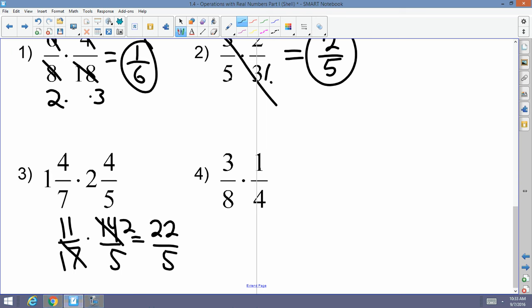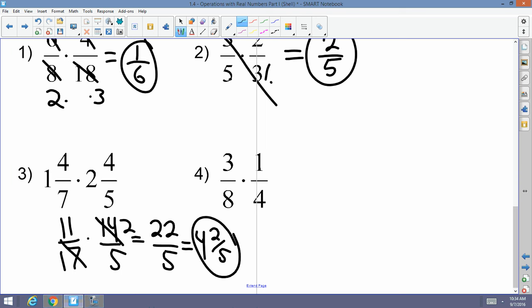Now we got to make that into a mixed number, which we already learned how to do. So how many times does 5 go into 22? 4 times. And what's left over, my brothers? 2 fifths. Fantastic. Excellent. Great. Is that making sense? Awesome.